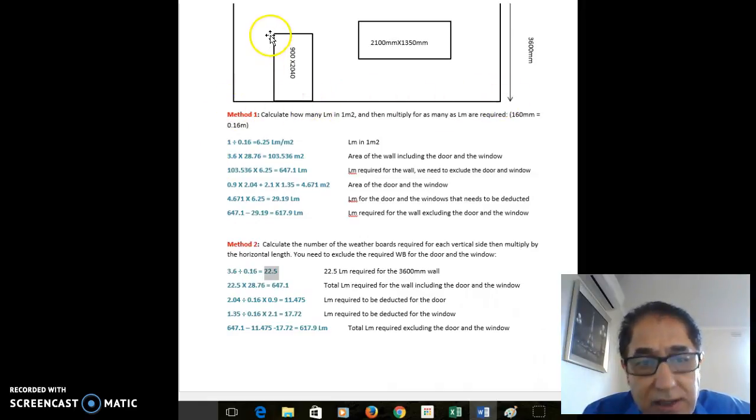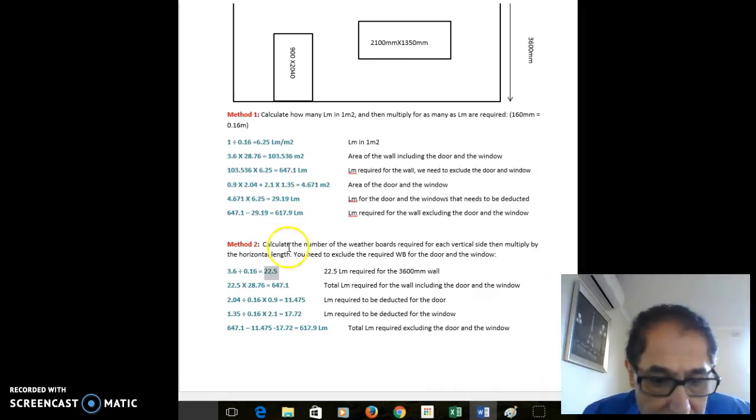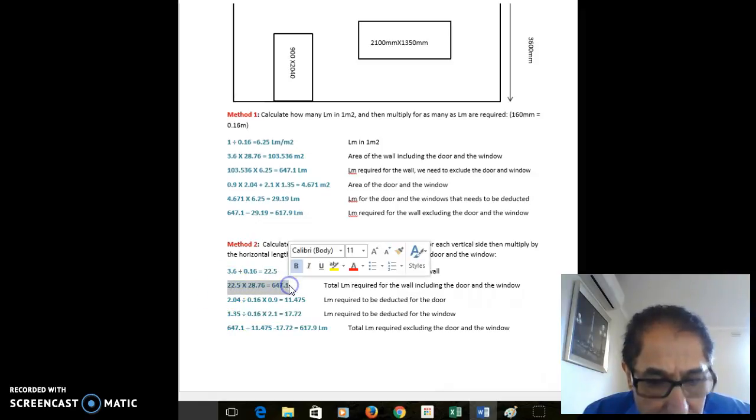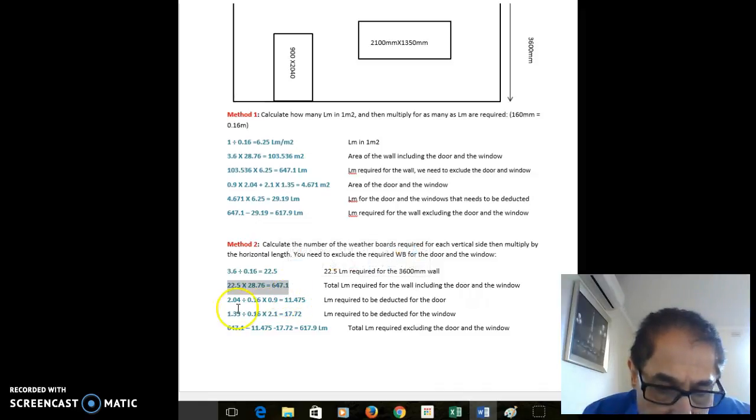Okay, and the same thing we apply. How many weatherboard we need for this vertical, then multiply by 0.9, and how many linear meter we require for this length, then multiply by 2.1. So that's how you do that, and then add them up and subtract it. So this would be the total linear meter you require for the wall if there was no window and door.